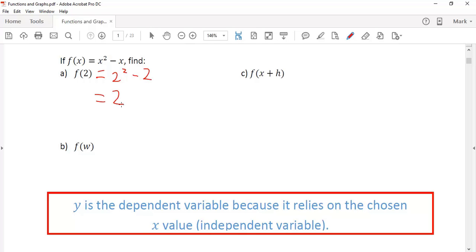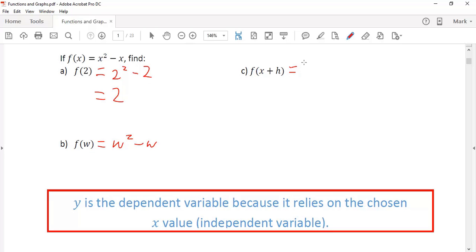Now if you think about the next one, f(w), it doesn't matter what letter is in there, that just means what we're going to sub in. Notice how in the last one it was a 2, so for all the x's we subbed in 2. If it's a w, that means we just sub in w. So it's going to be w squared minus w. Same for the next one: if it's x plus h, for all the x's, we sub in x plus h. So it'll look like this: we put an x plus h here, all squared.